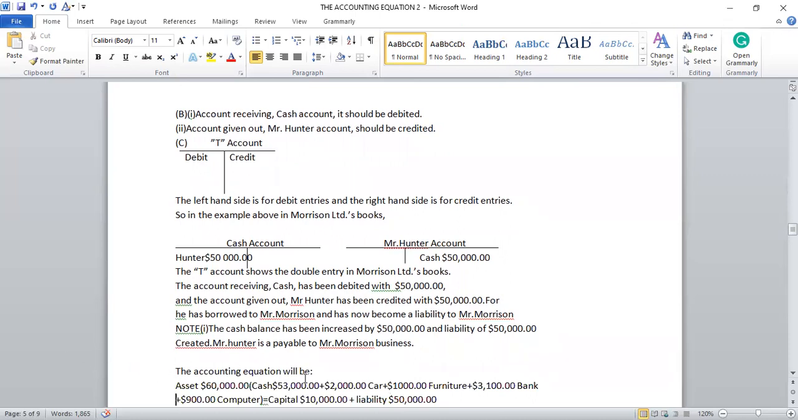So the accounting equation will now be: the asset is now $60,000, comprising cash $53,000. It was $3,000 remaining, and $50,000 was borrowed from Mr. Hunter. So right now the cash is $53,000 plus $2,000 car plus $1,000 furniture plus $3,100 bank plus $900 computer, all equal to capital $10,000 plus the liability from Mr. Hunter, $50,000.